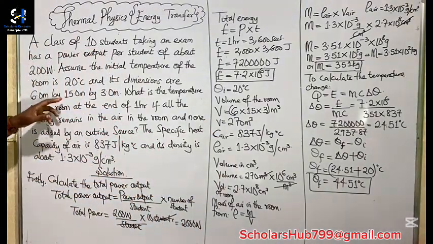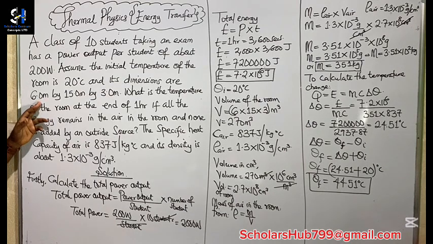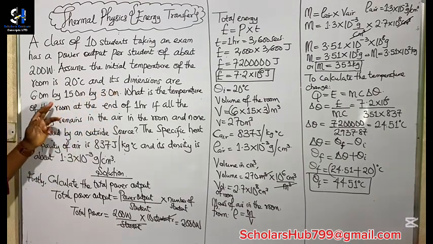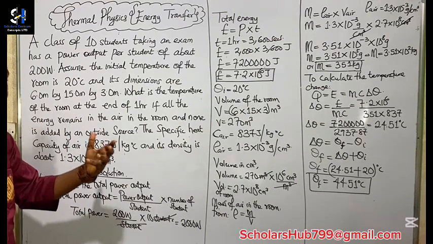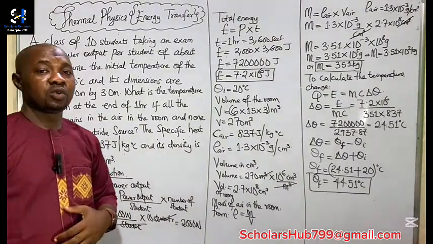And that's why the volume of the room is given in this dimension, which is 6.0 meters by 15.0 meters by 3.0 meters.